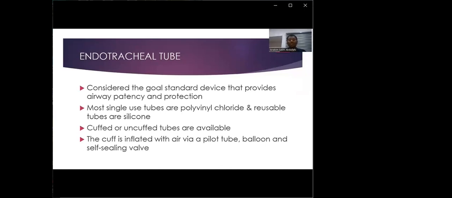Most single-use tubes are polyvinyl chloride, and reusable tubes are silicone. Cuffed or uncuffed tubes are available, depending on the patient's age and what is available. The cuff is inflated with air via a pilot balloon and a self-sealing valve. That is where the cuff is inflated.